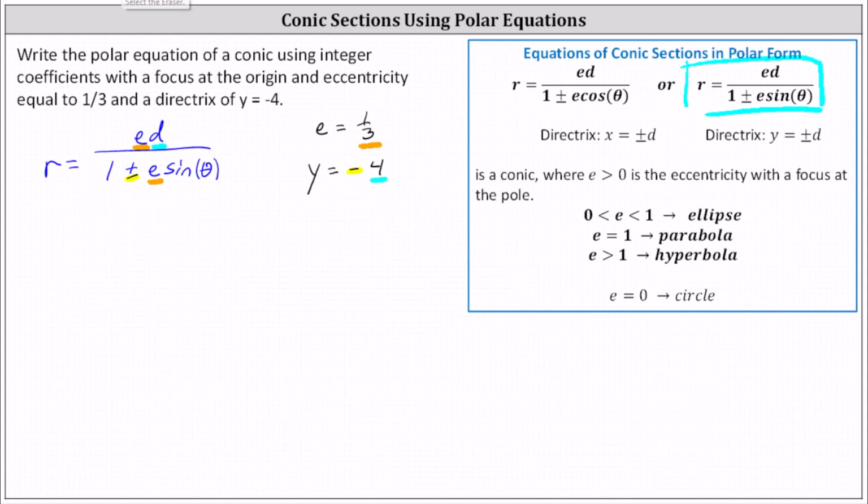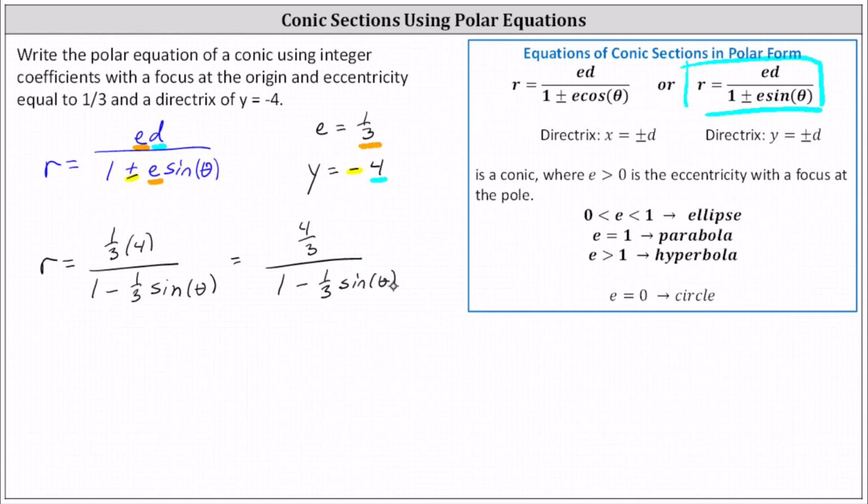Let's perform the substitutions. We have r equals e times d, which is 1/3 times 4, divided by the quantity 1 minus 1/3 sine theta. So while this is the correct equation, we want integer coefficients, not fractions. So let's first write this as 4/3 divided by the difference of 1 and 1/3 sine theta.